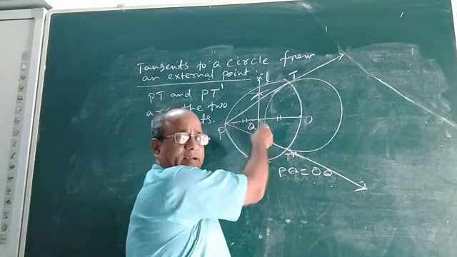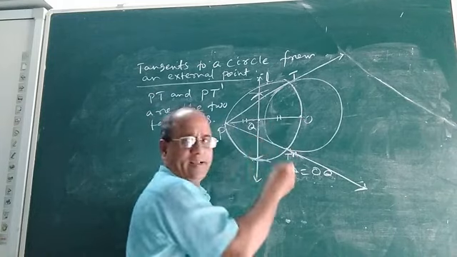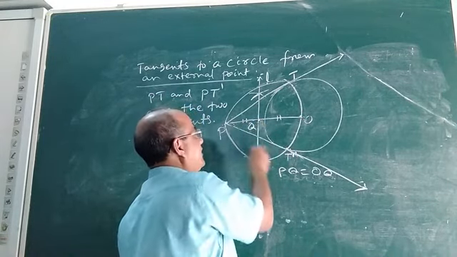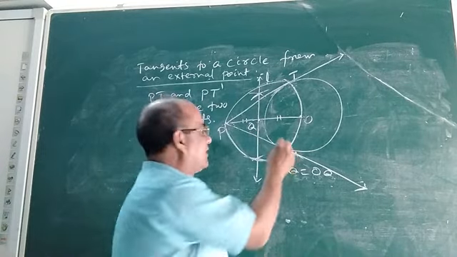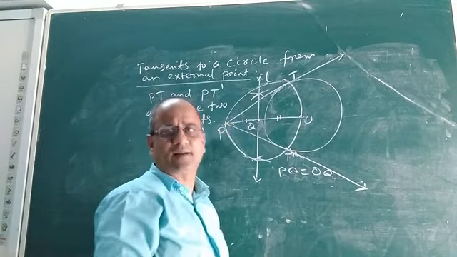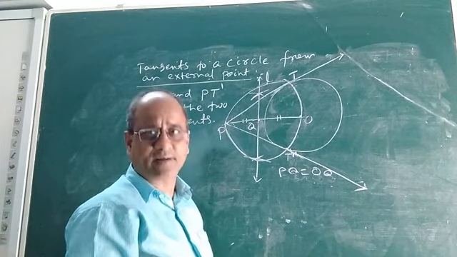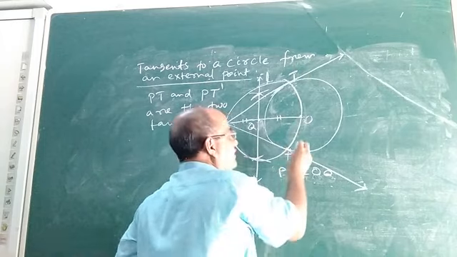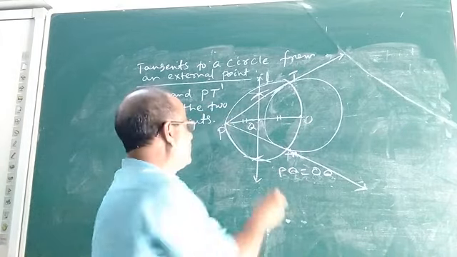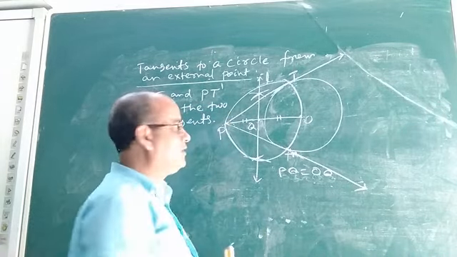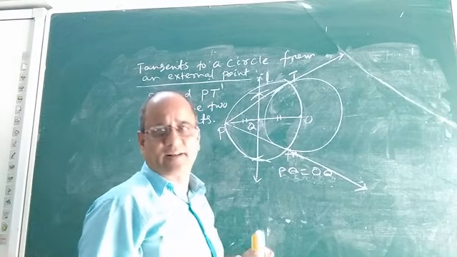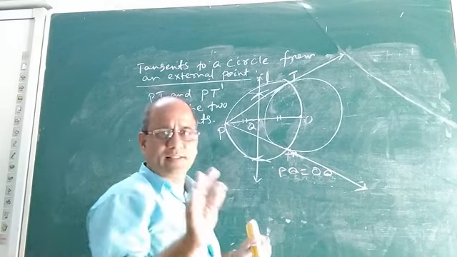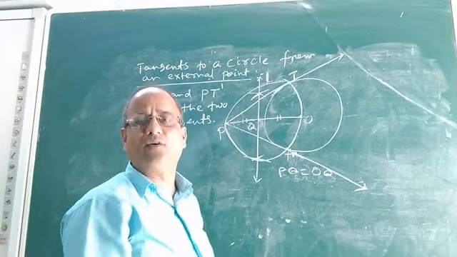Then take Q as center and PQ or OQ as radius, and draw a circle. Taking Q as center and PQ as radius, if you draw a circle, that circle will intersect the original circle in two distinct points. Name those two distinct points, say T and T dash. Now join those two distinct points to the external point P. Whatever lines are obtained, that is PT and PT dash, they will be the required tangents.